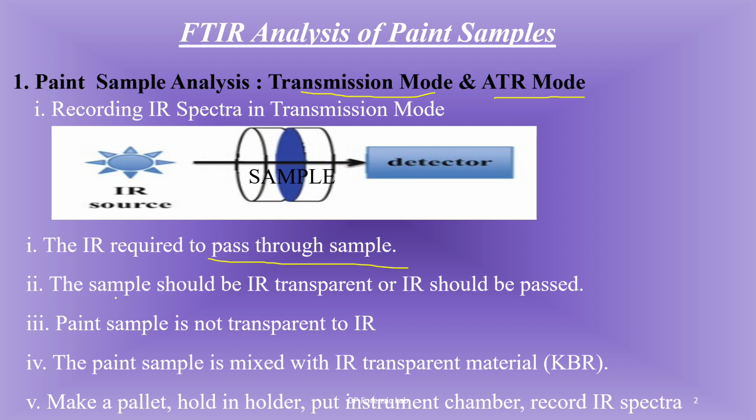The sample should be IR transparent. If it is not transparent, the IR will be blocked by the sample and not pass through, so the detector gets no signal and no IR spectra will be recorded. So the sample should be IR transparent. Generally, paint samples are not transparent to IR.